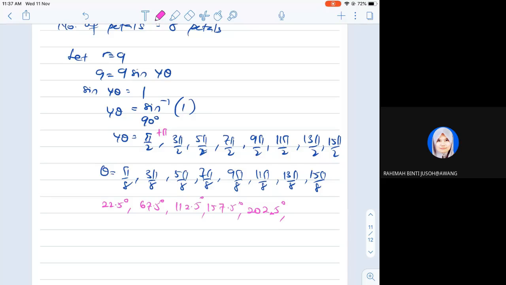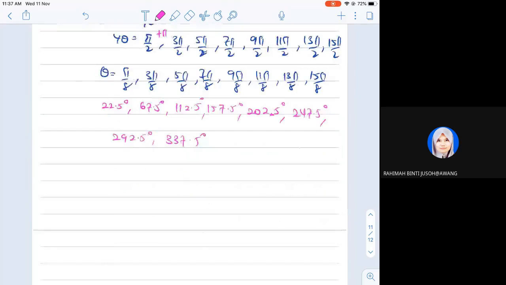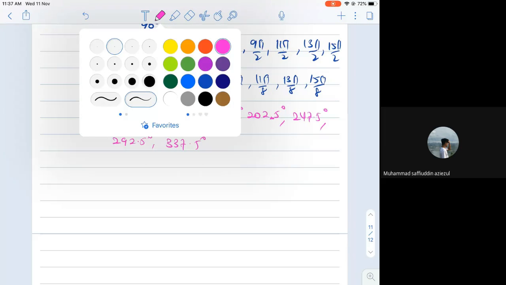And then, many of these. And then 11, we have 247.5 degrees. 13, we will have 292.5 degrees. And then 15, 337.5 degrees. Like that.